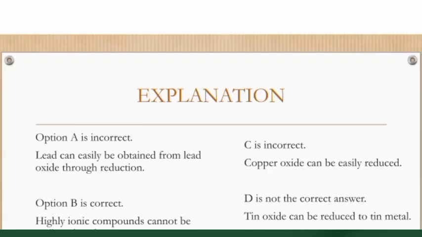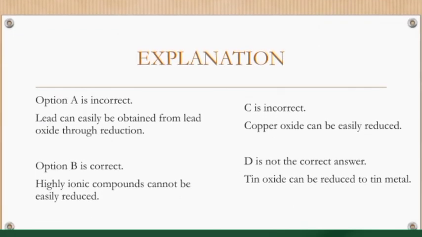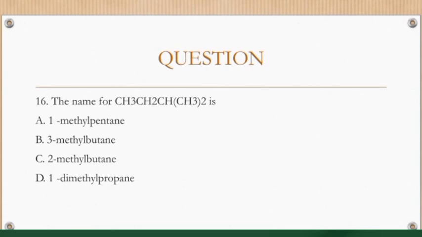All right, moving on to the next question. A is incorrect, because lead can easily be obtained from lead oxide through reduction. B is correct because a highly ionic compound cannot easily be reduced. C is incorrect because copper oxide can easily be reduced. D is also incorrect because tin oxide can also be reduced to its metal, which is tin metal. Okay, let's move on to question number 16.